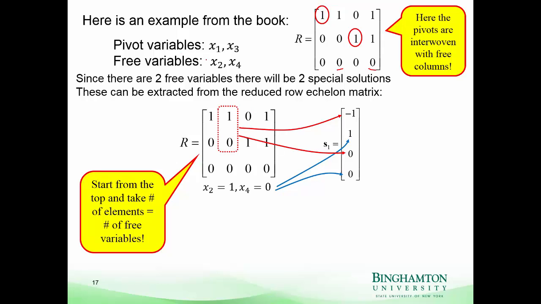So here's how we do that. Remember I said start from the top and take a number of elements equal to the number of free variables. So our S1 will correspond to X2, so we go to the second column. We've got two free variables, so we're going to take the top two elements, and then we need to interweave them into the correct positions where the pivot variables are.